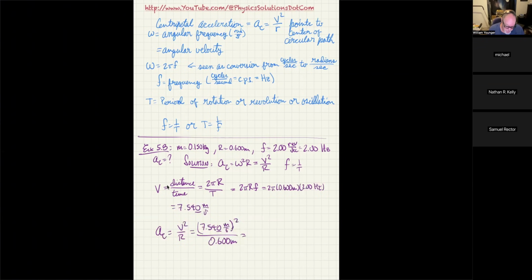When I squared that, I got 56.85 meters squared per second squared, divided by 0.600 meters. That gives me 94.75 meters per second squared, which is equal to the centripetal acceleration, and that's the answer we're shooting for. Anybody have any questions on that?